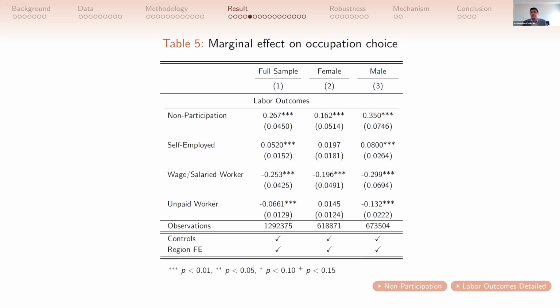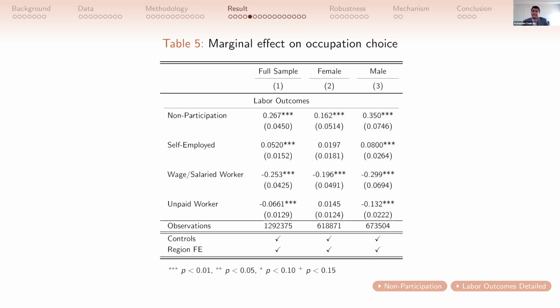Moving on to the results for occupational choices, I find that having a return migrant in the household increases the probability of non-participation by 26.7 percentage points, self-employment, which is an interesting result that I will be discussing later, by 5.2 percentage points, wage salaried work by 25.3 percentage points, and unpaid work by 6.6 percentage points. Again, the results are greater in magnitude for the male population compared to the female population.